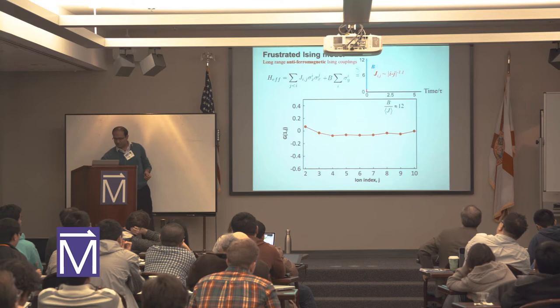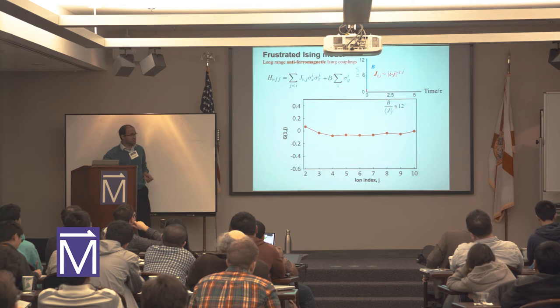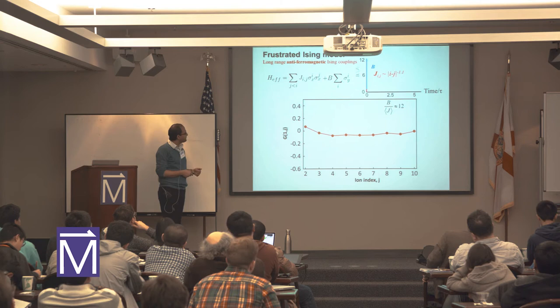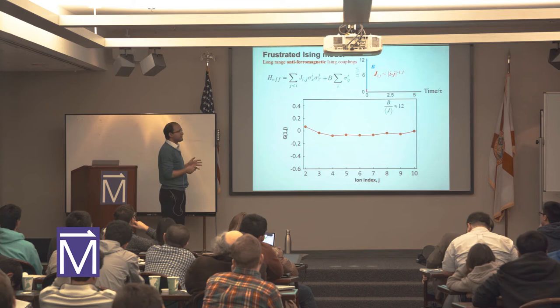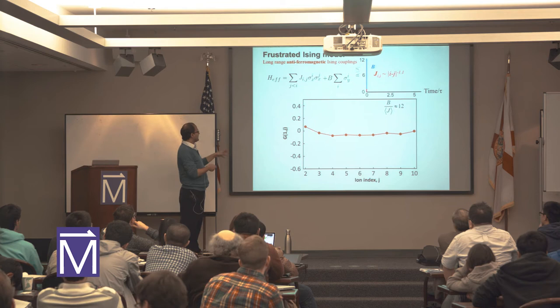Okay, so let me show you some results from a set of experiments that we did around a few years back at Maryland. So here we have about 10 ions. We have exactly 10 ions. And the interaction falls off roughly as the distance between those ions. These are antiferromagnetic interactions. What we are experimentally measuring is the correlation between, let's say, the first ion with all other ions.